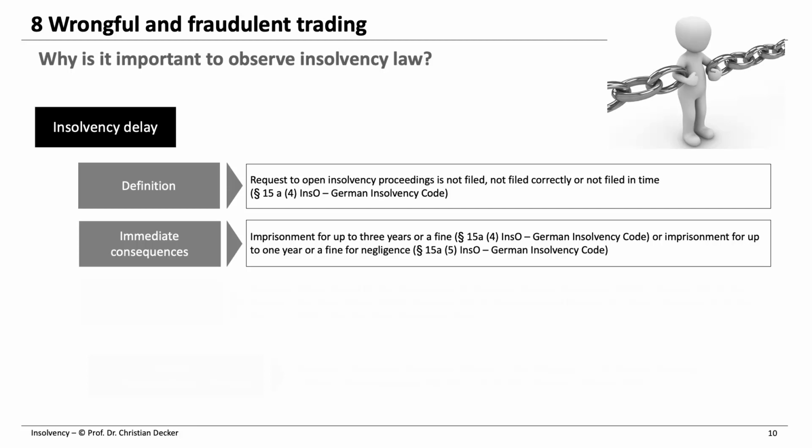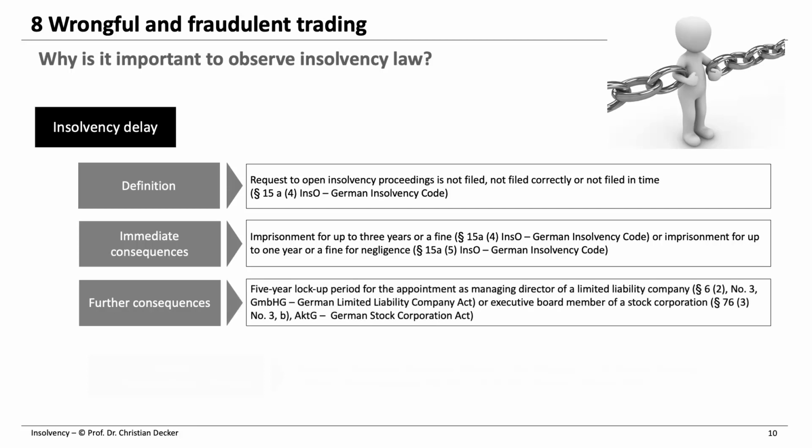In the event of a final and absolute conviction, a further consequence of the German Limited Liability Company Act is a 5-year blocking period for the appointment as managing director of a limited liability company. According to the German Stock Corporation Act, the consequence of a conviction is a 5-year blocking period for the appointment as executive board member. In the case of a prison sentence, the blocking period does not begin until the prison sentence has been served in full.